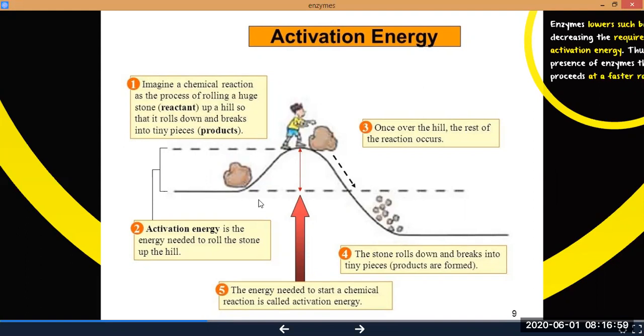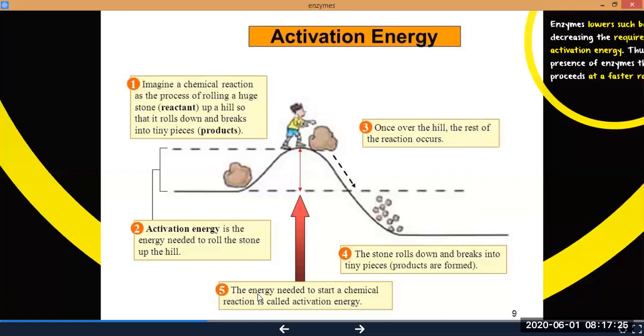As soon as you reach the climax, the reaction proceeds on its own. The reactants will convert into product on its own. So whatever reaction is happening in this world, activation energy is required. Look at the 5th point. The energy needed to start a chemical reaction is called activation energy.